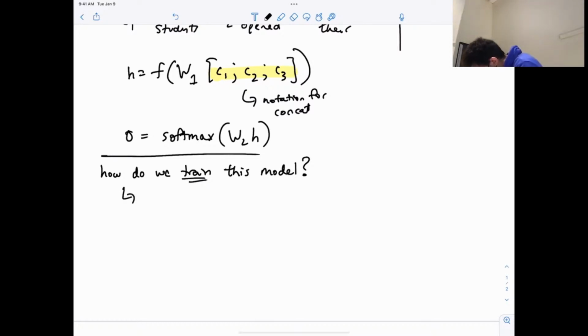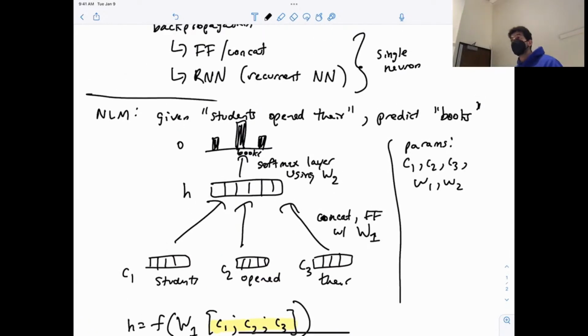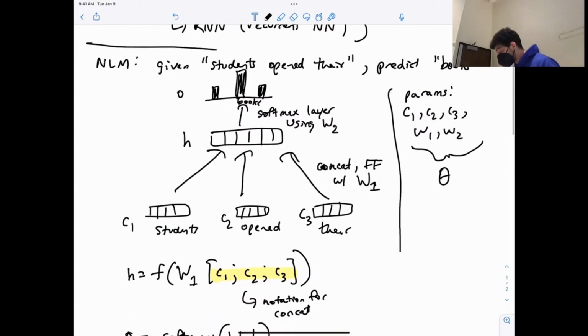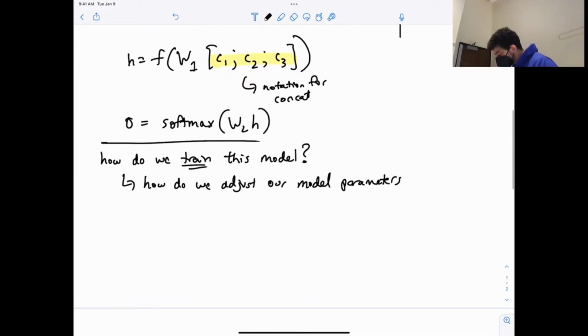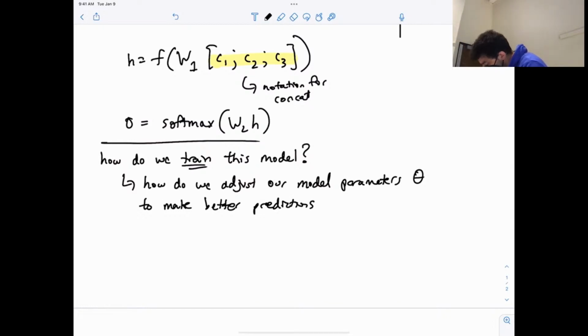So this question more specifically means, how do we adjust our model parameters? And note that we have all these parameters up here. So we're going to refer to the set of all of the parameters, which is called the parameter vector, as theta. So that includes every single one of our model's parameters that we're interested in learning. So how do we adjust our model parameters theta to make better predictions of the next word?